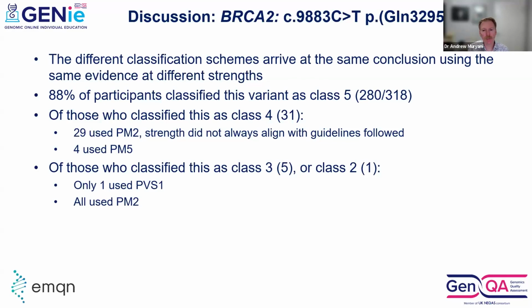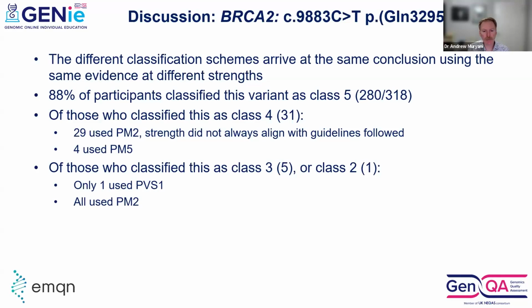88% of the participants did classify this variant as a class 5. Of those that classified this as class 4, 29 used PM2 at a strength that wasn't in alignment with the guidelines they said they were following, and 4 used PM5. It's hard to assess because if you're using CanVIG-UK, PM5 isn't appropriate, but there were more than 4 individuals of the 29 that got to likely pathogenic that were using the ENIGMA guidelines. So some people just missed using PM5.